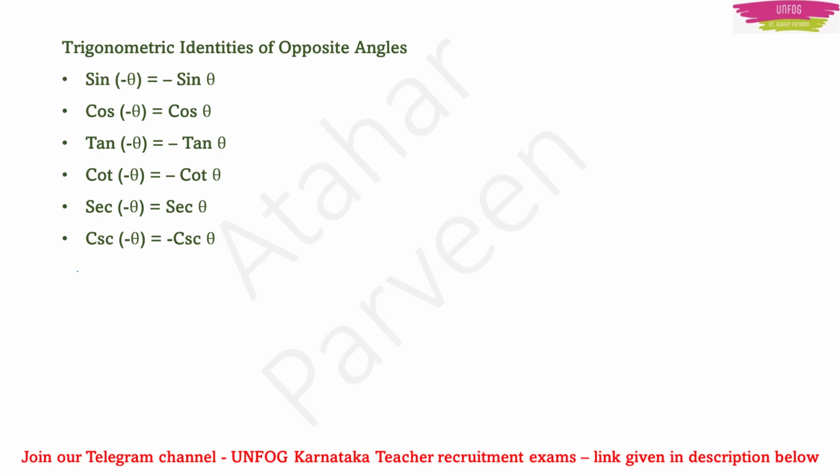Now let's talk about the trigonometric identities of opposite angles. Sine of minus theta is minus sine theta, cos of minus theta is cos theta, tan of minus theta is minus tan theta, cot of minus theta is minus cot theta, secant of minus theta is secant theta, cosecant of minus theta is minus cosecant theta. If you want, you can prove them also.